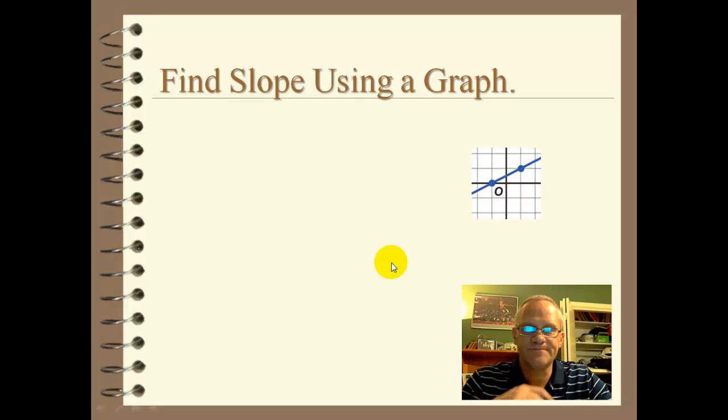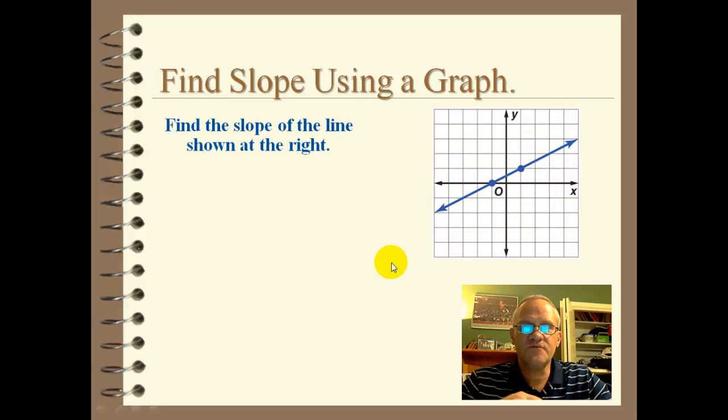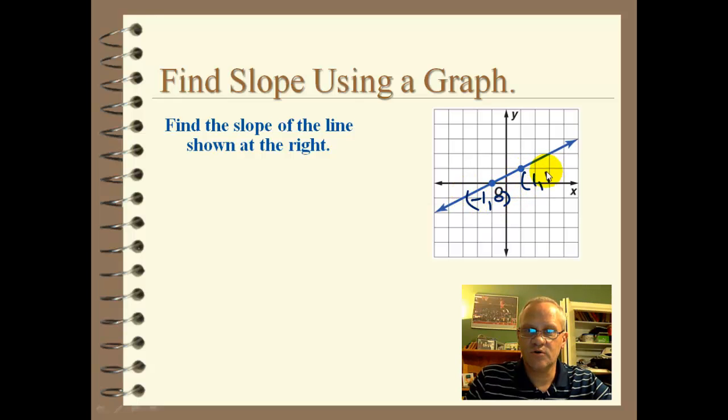All right, next. What if we are given a graph? What if we're given a graph and we want to find the slope of the line? You could do the exact same thing that we just did, plug it into the formula if you wanted to and go, well, what's this point right here? Negative 1, 0, and this point is 1, 1. And then you could plug those points into your formula and figure it out.